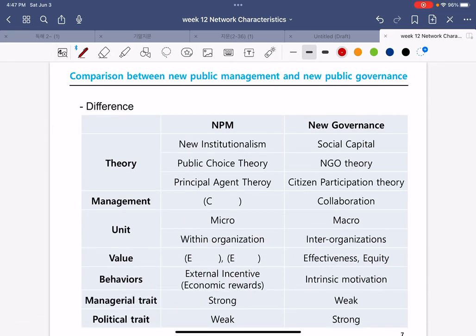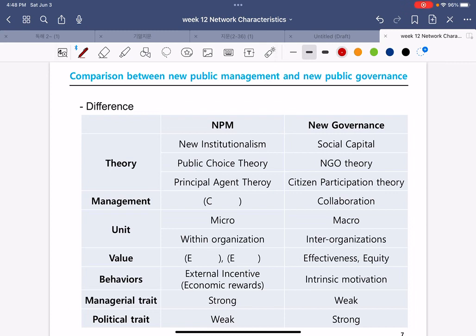But even though they have some similarities, there are clear differences between new public management and new public governance. These are very important. NPM is in the market-oriented reforms theories.